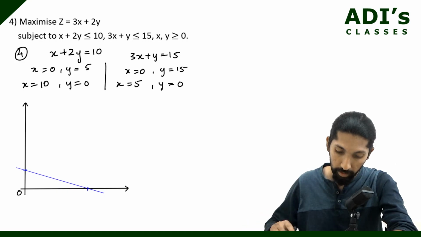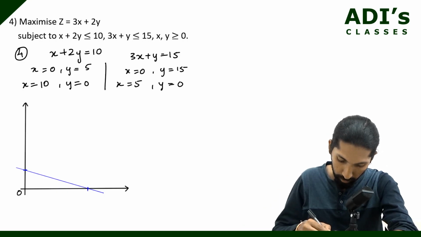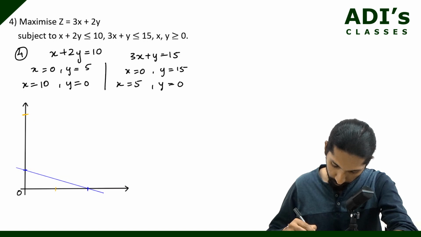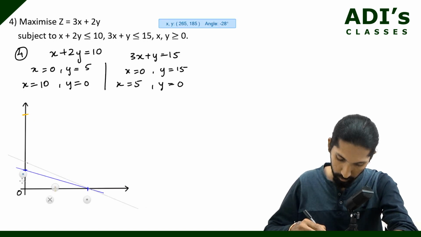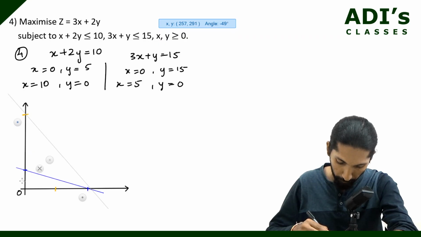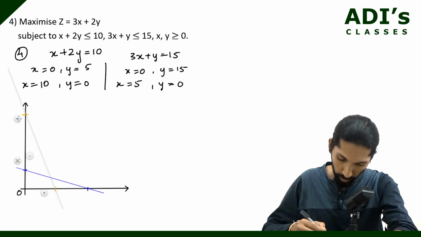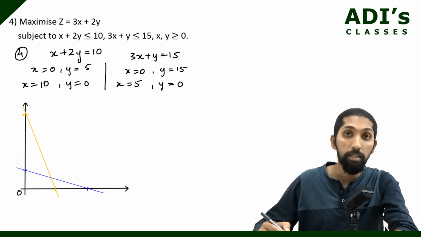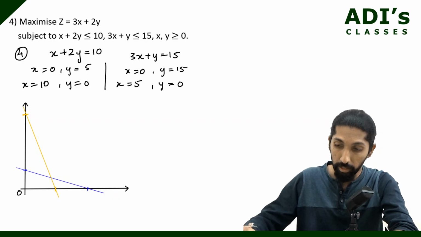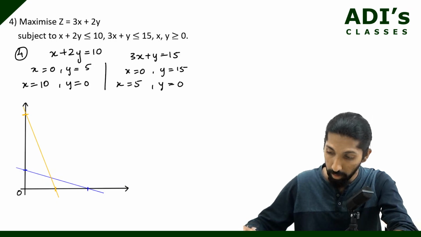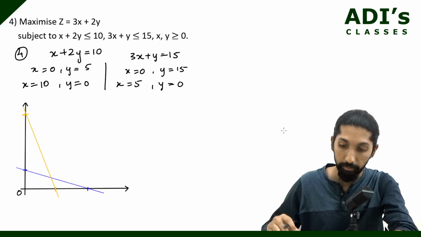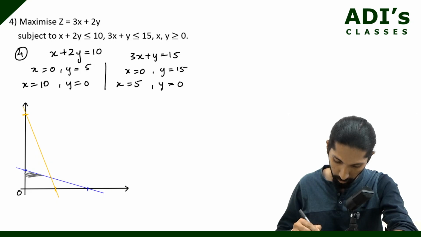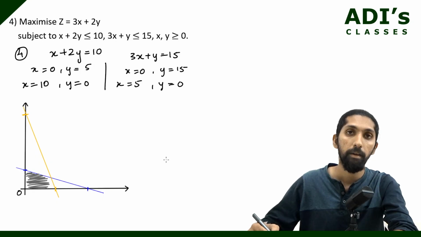Now for the second line, when x is 0, y is 15. Then x is 5 and y is 0. So here again we need to draw the line. Yeah, so now this is the second line, correct? Now once we have both the lines, the feasible region, guys, looking at this only you can figure it out, correct? So the feasible region, both of them are lesser. So this is going to be the feasible region, right?